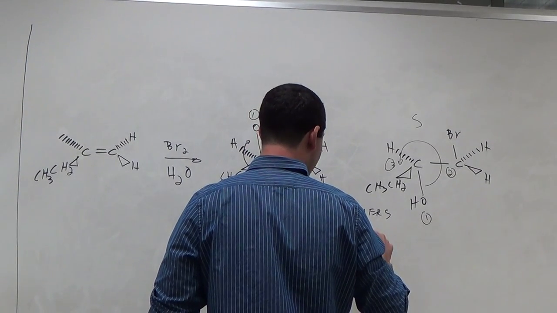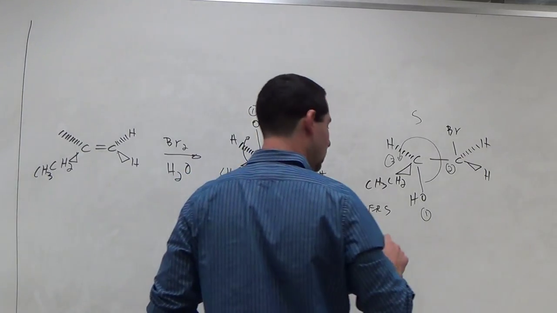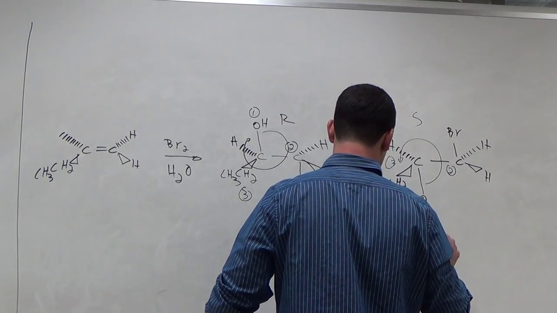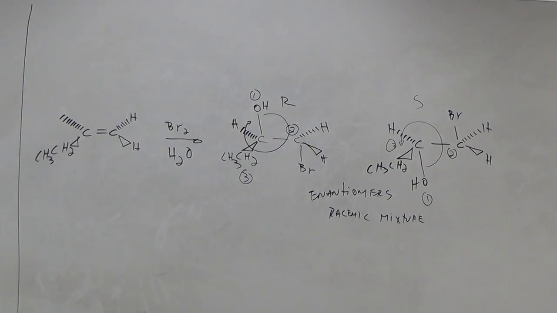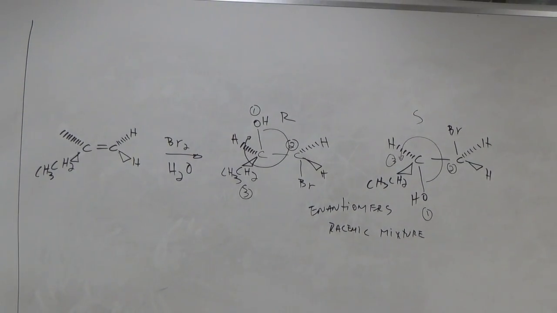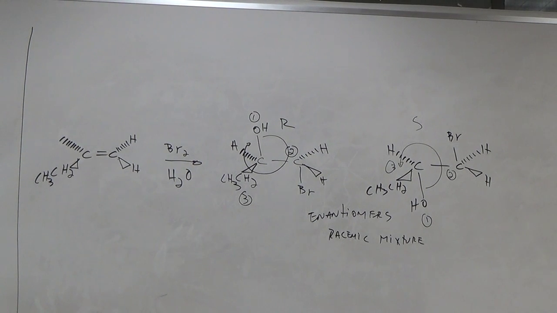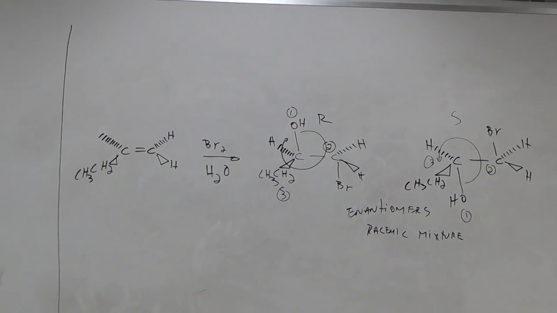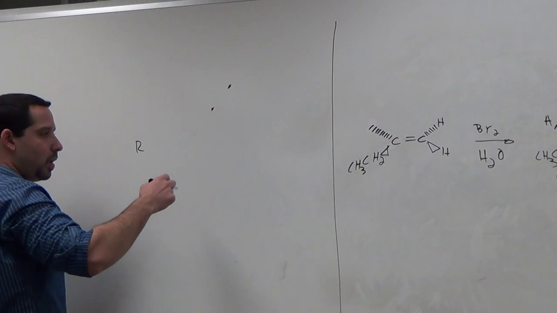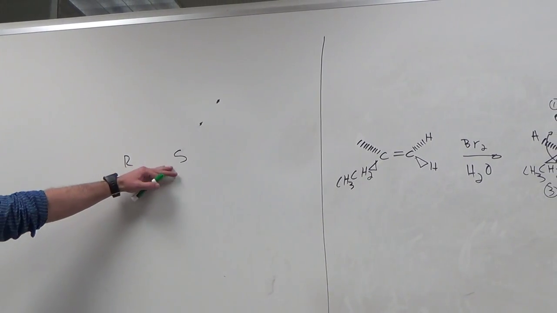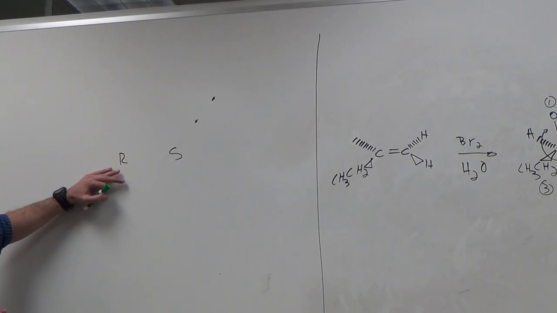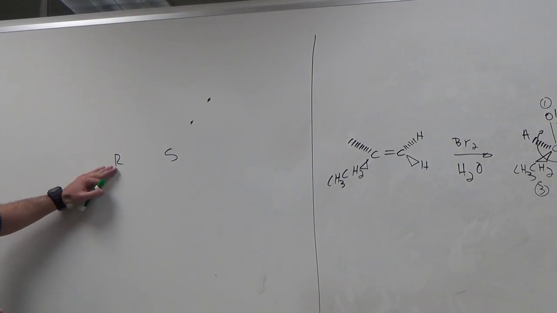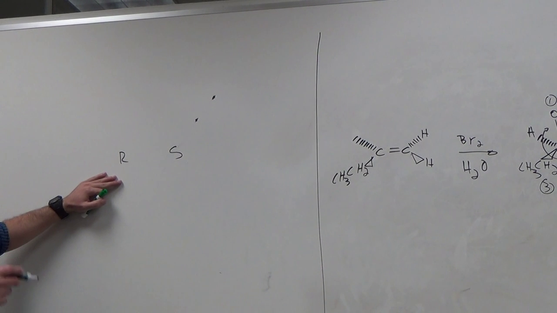Guys, did we talk about how to separate enantiomers before? Let's say I wanted to separate these two. These two have exactly the same physical properties. One R and one S. You cannot separate them by physical properties.